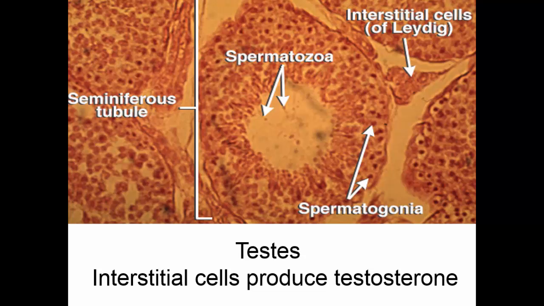This is a cross-section through the testes, and the testes are a series of coiled tubes known as the seminiferous tubules. These cells are involved in producing sperm, but these cells outside of the seminiferous tubules, the interstitial cells, or the cells of Leydig, are the ones that are involved in producing testosterone.